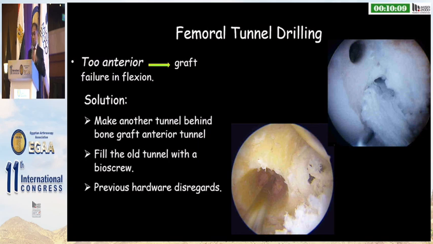If that's the case, then just go ahead. It's like a primary, so you don't need to worry. That's the easy scenario. You make your own tunnel. If you want to fill the old tunnel with a screw or a bone plug, that's additional. If it's not interfering, basically you don't need to worry about it. You can just ignore the metal that was inserted there.